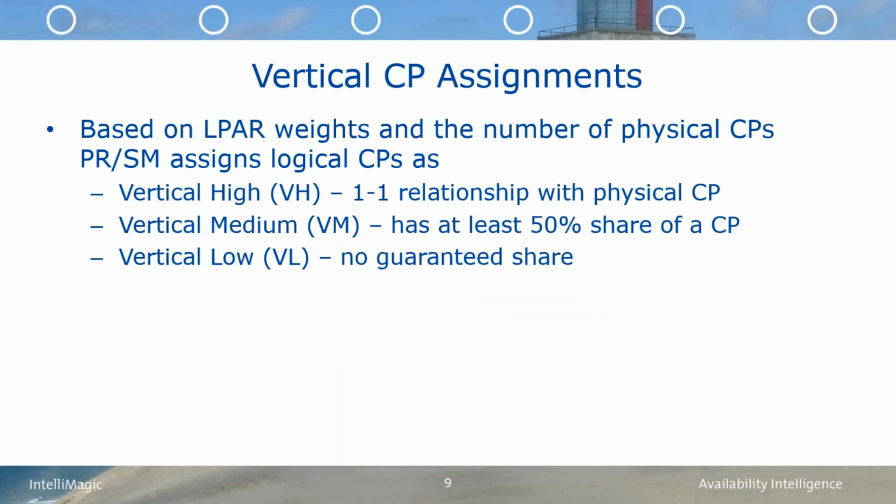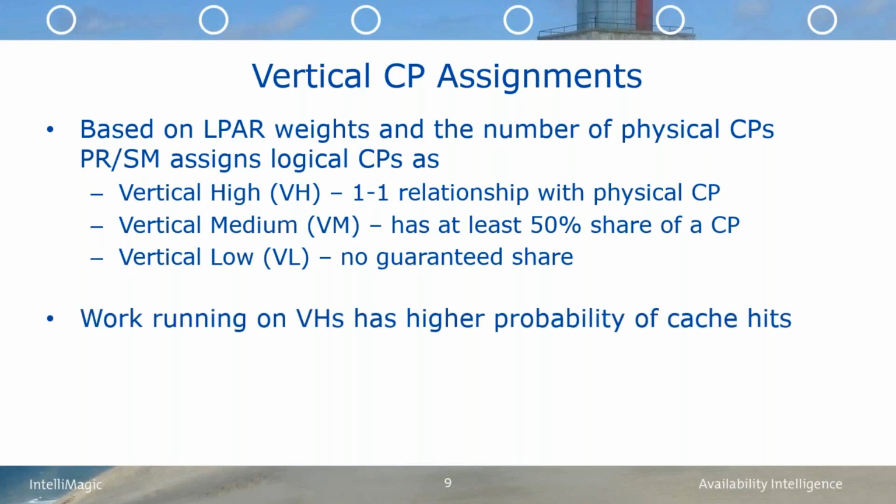When hyperdispatch is active, Prism assigns logical CPs as vertical highs, mediums, or lows based on LPAR weights and the number of physical CPs. Vertical high logical CPs have a one-to-one relationship with a physical CP. Vertical mediums have at least a 50% share of a physical CP. Vertical lows have no guaranteed share. They exist to exploit unused capacity from other LPARs who are not using all of their share.